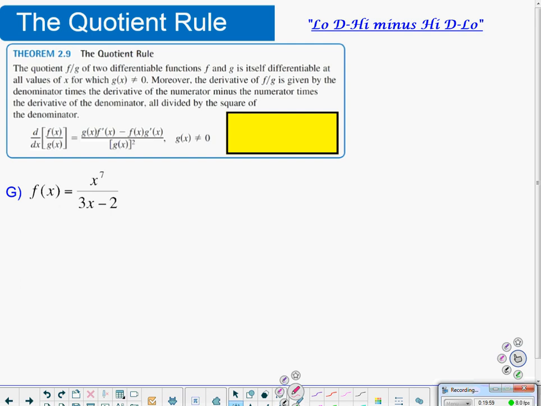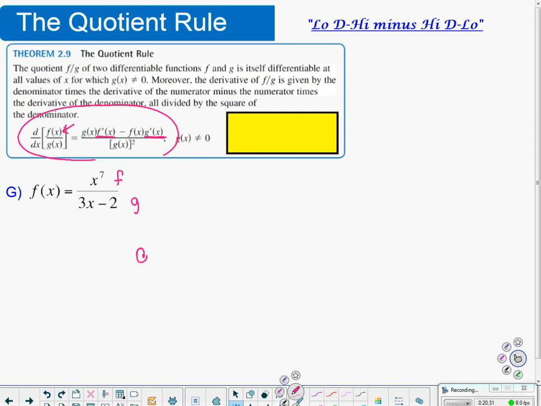Once again, it's a nice little algorithm. You can see how we've got f is our top function. So in this case, there's my x to the 7th being f, and this is my g function, the linear function down below. It's g times f prime minus f times g prime over g of x squared. So important things to notice. We have a derivative of the first and then the derivative of the second.